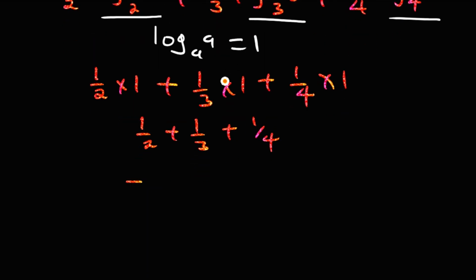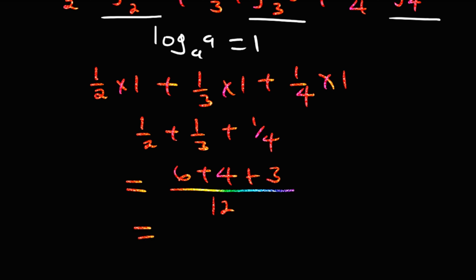Let us just take the LCM of the 3, which is just 12. So we'll have 2 into 12, 6 times. 6 times 1 is 6. 3 into 12, 4 times. 4 times 1 is 4. And 4 into 12, 3 times. 3 times 1 is just 3. So that we have 6 plus 4 plus 3, that is 13 over 12.